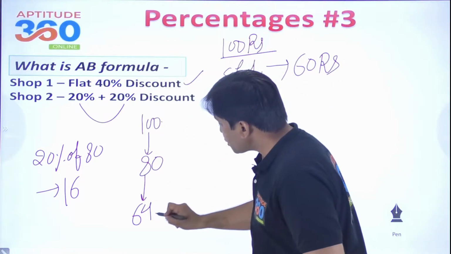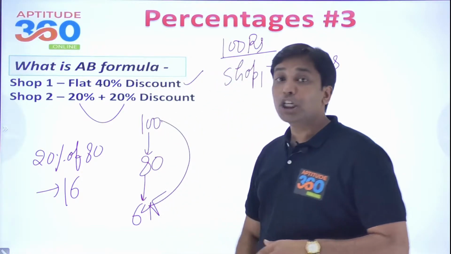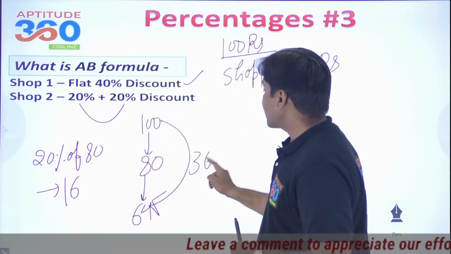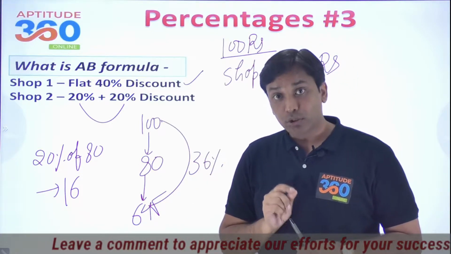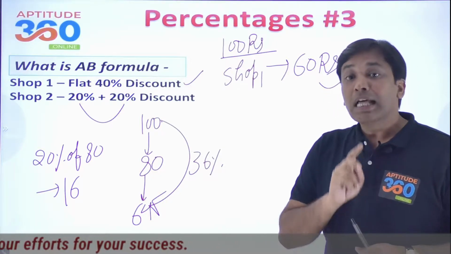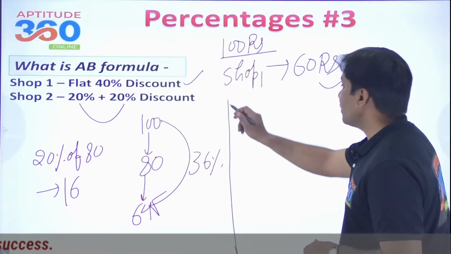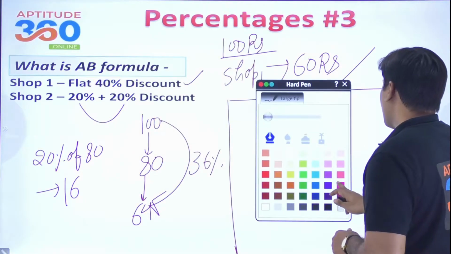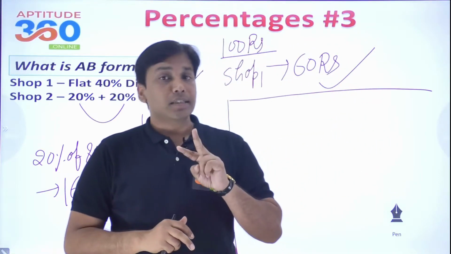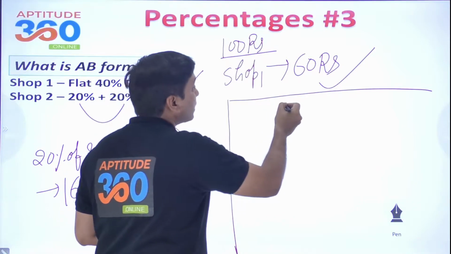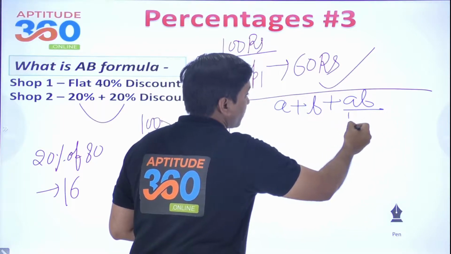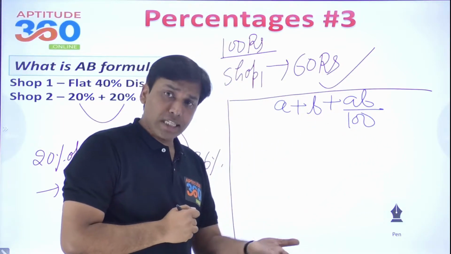So if the shop says that we are offering you 20% plus 20% discount, actually they are telling you that they are giving you 36% discount, not 40%. So as a customer, you should be going to shop number 1, not shop number 2. And by the way, this is what we are going to discuss in this video, which is two successive percentile changes. So I have got the shortcut over here, that is a plus b plus ab upon 100. So it's all about change upon change kind of situation.